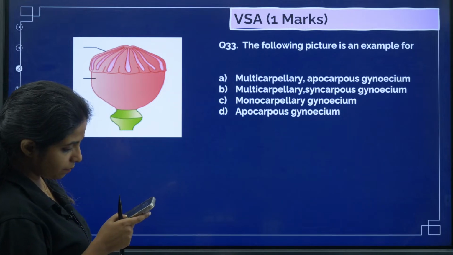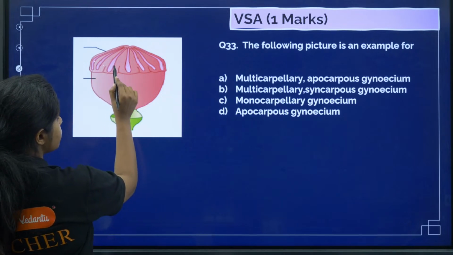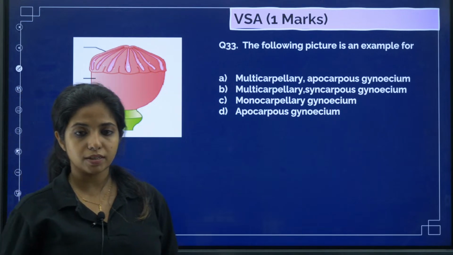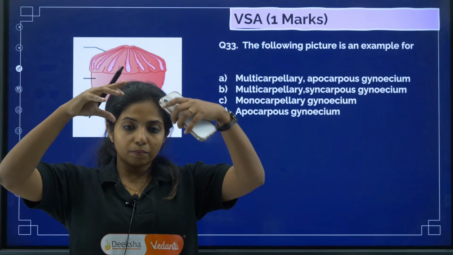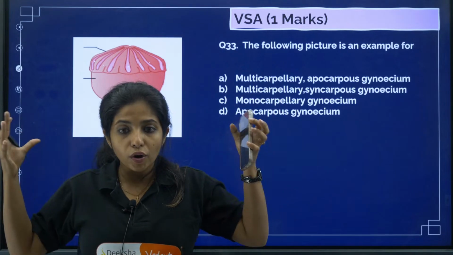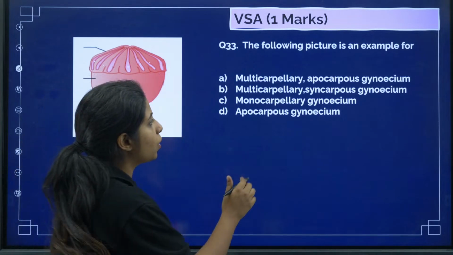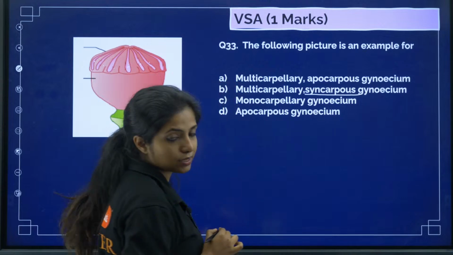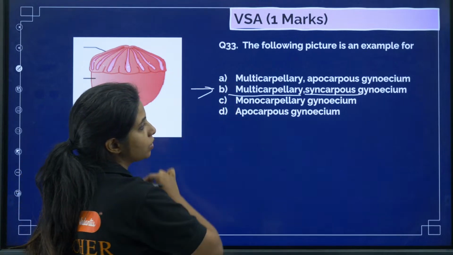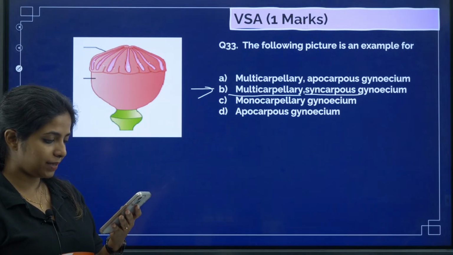So you all are saying B. Let's see. The things that you see over here are multiple carpels, as in the stigma, style and ovary. But you don't see them entirely separate. All of them are fused to each other, which is why you call them syncarpous. And there is a multicarpellary condition as well. So the answer will be B.